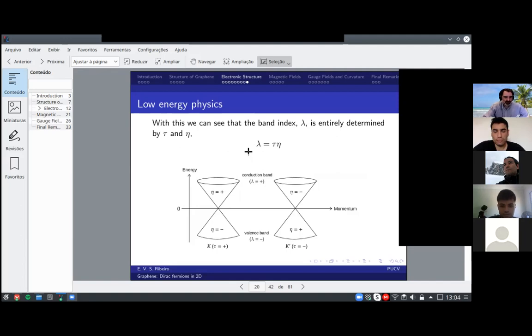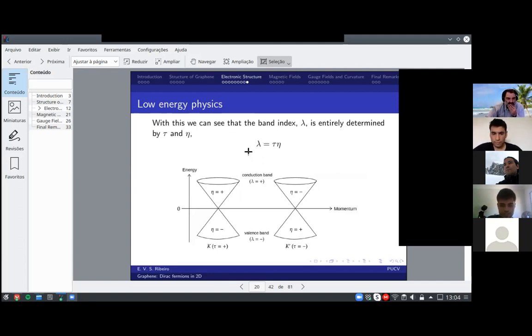Oh, I see. So it was rather trivial. It's just due to the fact that the K and K prime points are labeled by different tau values, such that the product is consistent with the band in which you are. Okay, thank you very much.